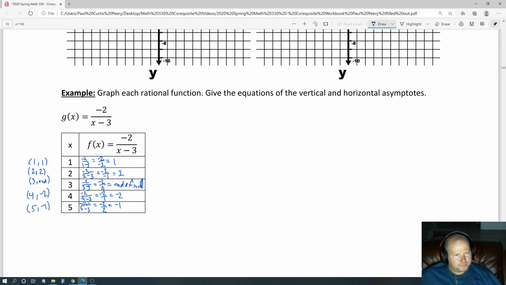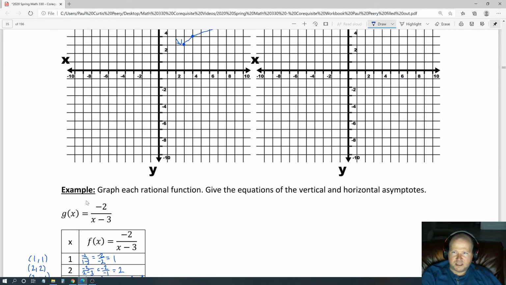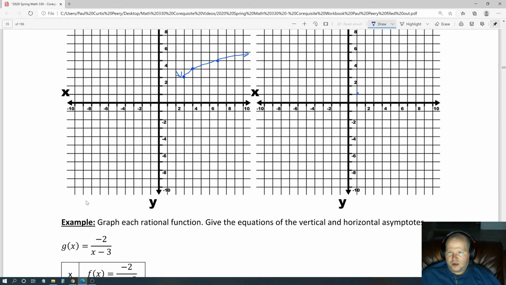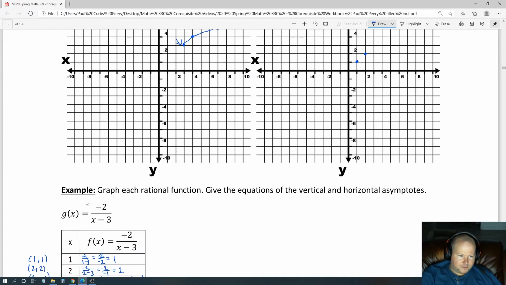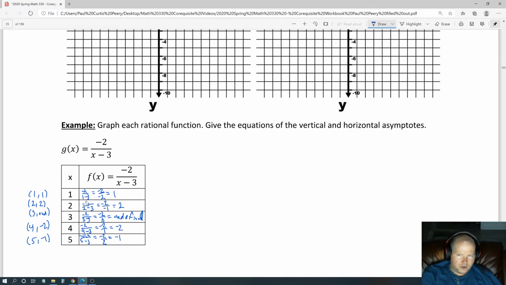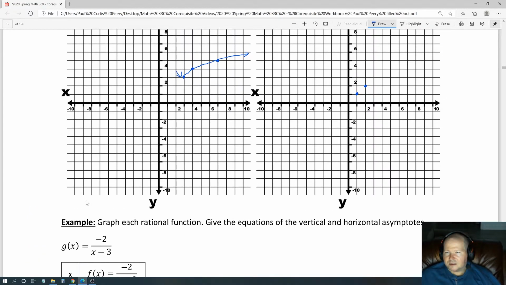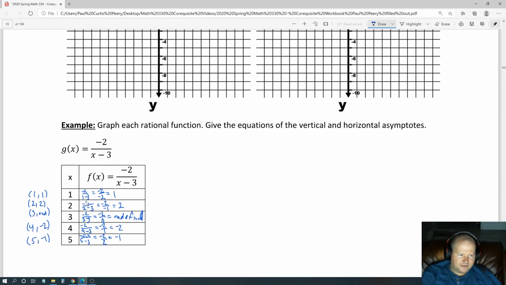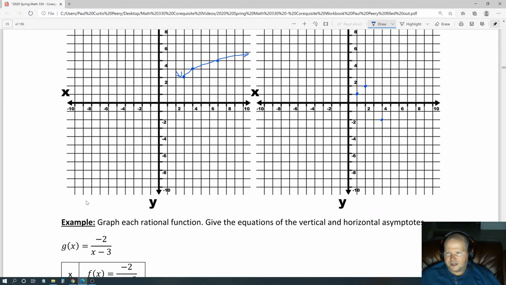Okay, let's go plot some points. See what this means. So we have a 1, 1 and 2, 2, the first couple of points. So 1, 1 and 2, 2 go there and there. What about the next couple? Let's see, we have a 4, negative 2. And we have a 5, negative 1. So we have a 5, negative 1 right there.